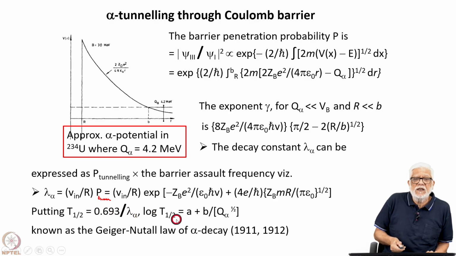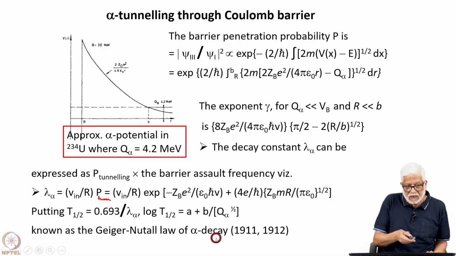So log T half is just A plus B times 1 over square root of Q alpha, and this is in fact known as the Geiger-Nuttall law, which was empirically derived by looking at systematics of alpha decay in the earlier part of the last century, 1911, 1912, by Geiger and Nuttall.